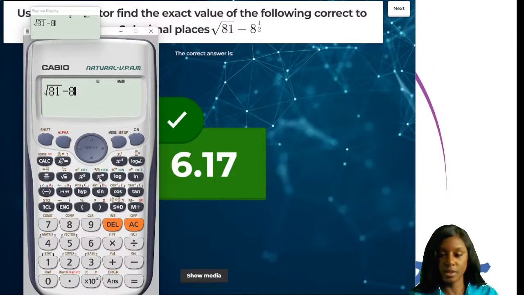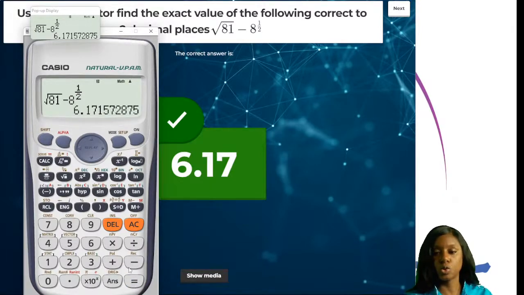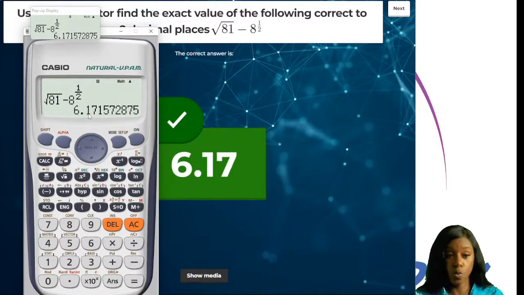You would use this key right here. And because it's raised to a fraction, I'm going to use my fraction key right here. 1. I'm going to go down with the arrow. 2. I'm going to go across to put in my equal sign. And because it said correct to 2 decimal places, this refers to the digits after the decimal point. So 7 is the second digit after the decimal point. And the digit after 7 is 1, which is less than 5. So it remains as 7. So this number here rounded to 2 decimal places would be 6.17.